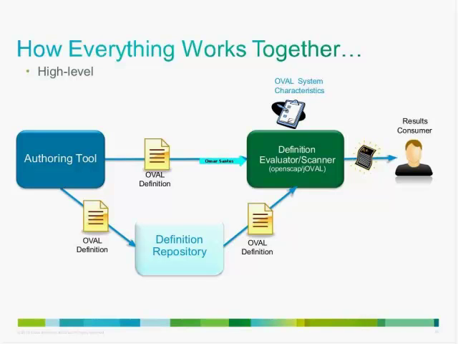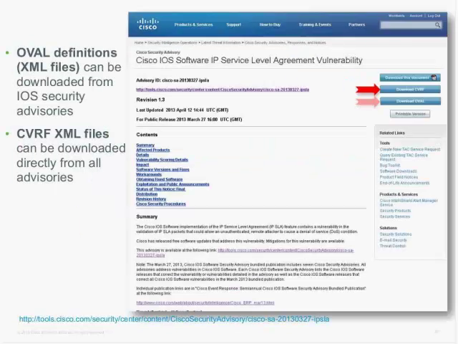I'll explain how to use this content later in the presentation, and how to use Jobwell to not only validate the content, but of course to make an assessment of the device. What I want to highlight before I jump into that is how you can download these definitions for both OVL and CVRF. I mentioned earlier that you can get them directly from each iOS advisory in the case of OVL definitions.